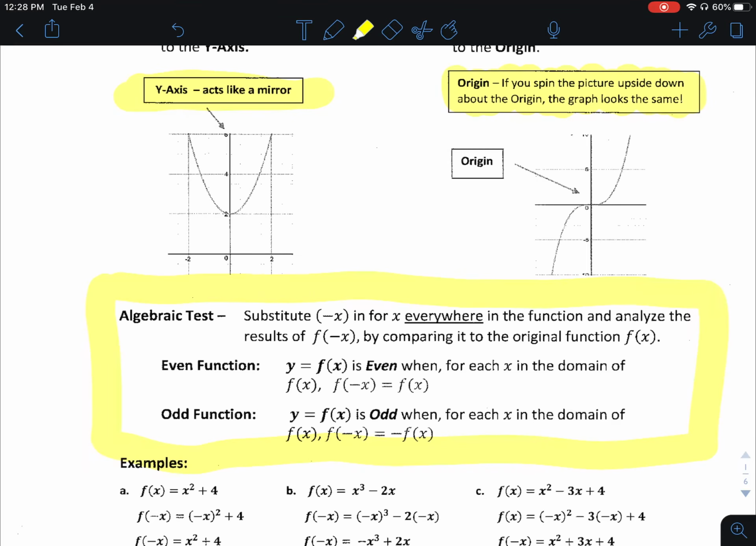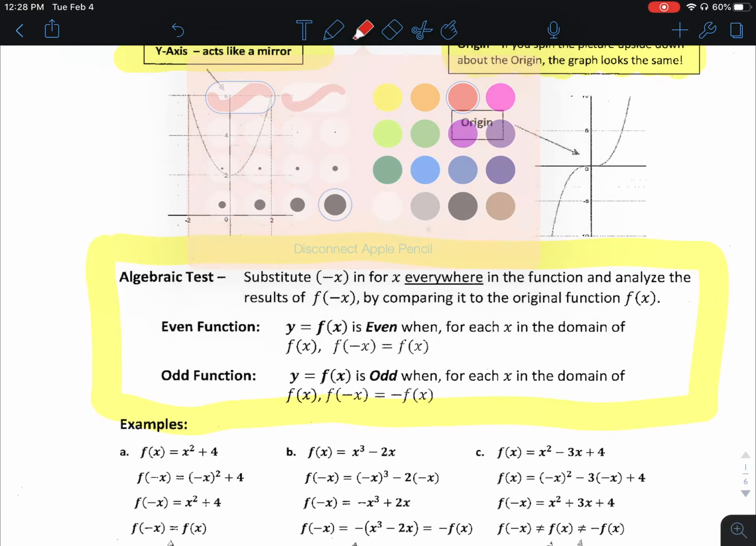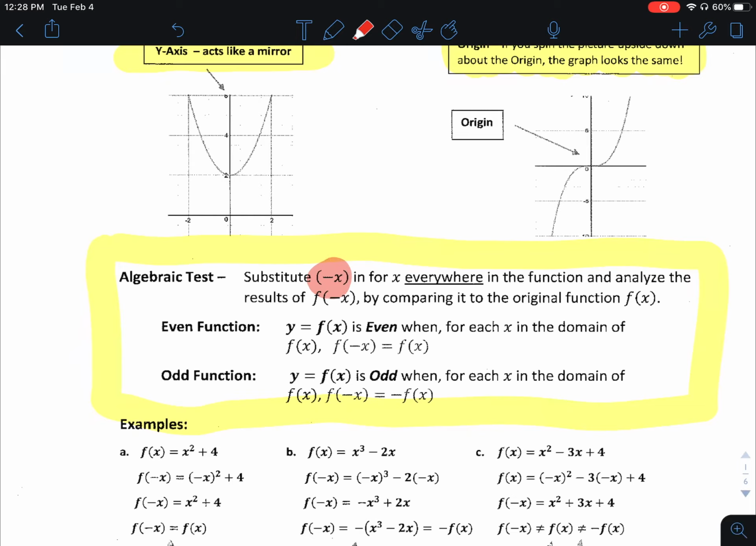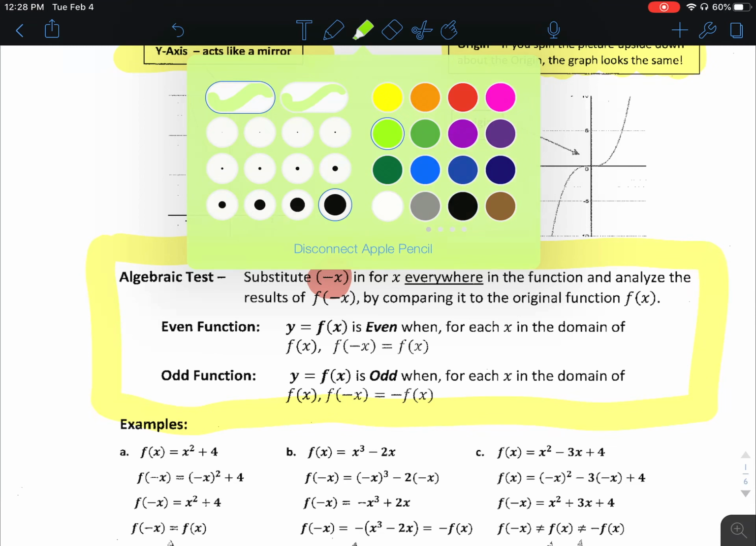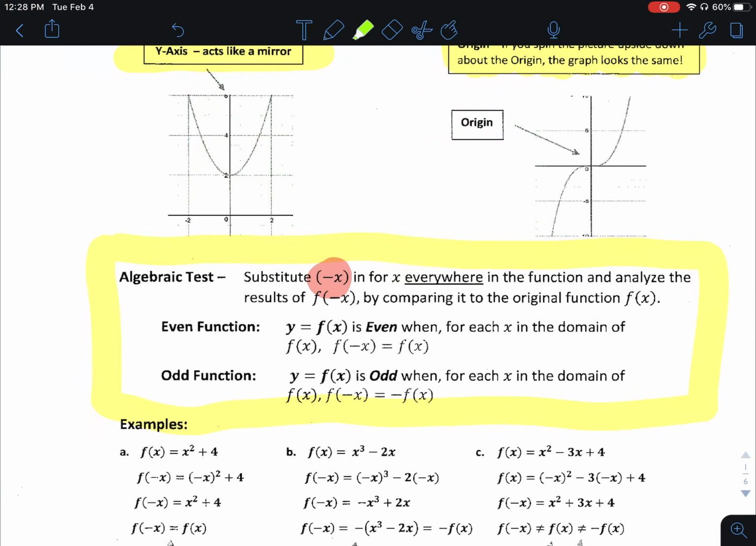So the algebraic test: we're going to substitute in negative x, so it's really important, for x everywhere in the function, and then analyze the results. And so if it's even, if I plug in negative x into the equation and I simplify it, that means I would get back the exact same function I had in the beginning. And then if it's odd, that means that every single thing in the equation has flipped signs. So everything is the opposite, and that's what this means right down here. So if I plug in negative x, then my whole entire function has flipped signs.